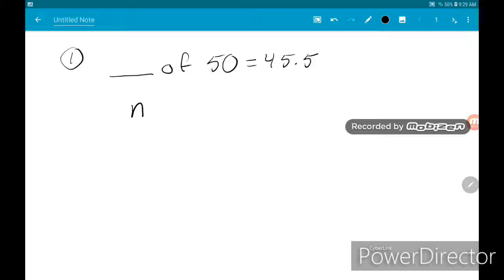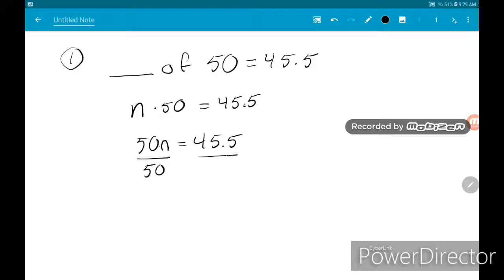So n, I don't know what n is, times 50 equals 45.5. On this sheet of paper yesterday, pay very close attention to what I said. I did it wrong. I showed you wrong. It's much easier than that. I added an extra step. This is still 50n equal to 45.5. Now I'm multiplying here, so I divide both sides by 50. n is equal to 45.5 divided by 50. That's going to be the final answer.